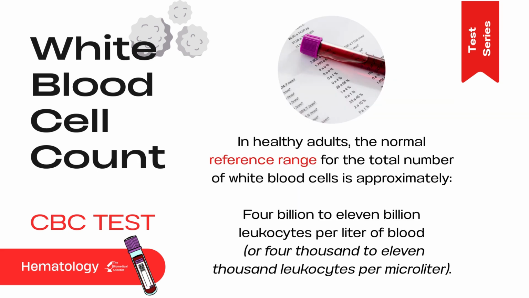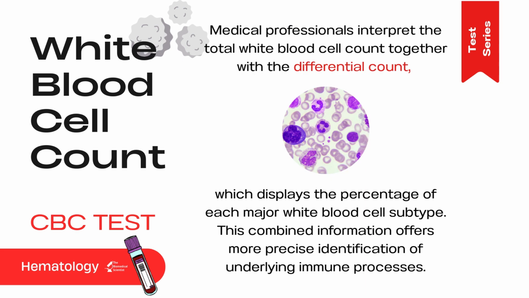In healthy adults, the normal reference range for the total number of white blood cells is approximately 4 billion to 11 billion leukocytes per liter of blood, or 4,000 to 11,000 leukocytes per microliter. Medical professionals interpret the total white blood cell count together with the differential count, which displays the percentage of each major white blood cell subtype.